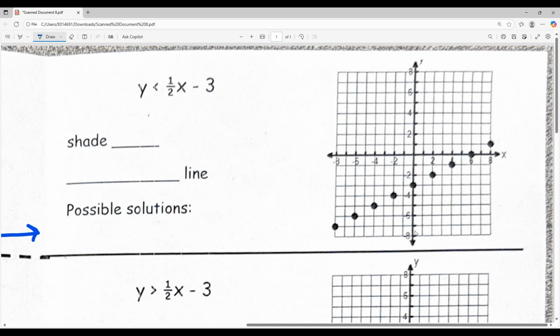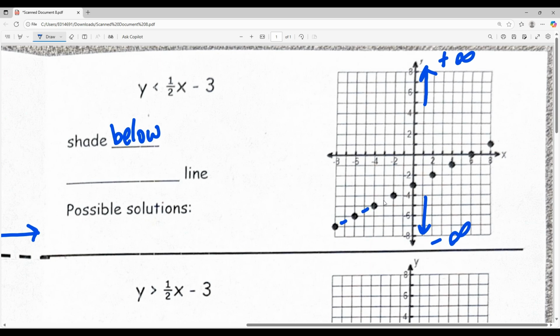Okay, let's talk about our y values and our y-axis. As I'm going up, our y values are getting larger to positive infinity. As we're going down on the y-axis, we're getting smaller. So if we're talking about y is less than, that means the value of y is smaller than whatever we have on the right side. So we want to shade below.